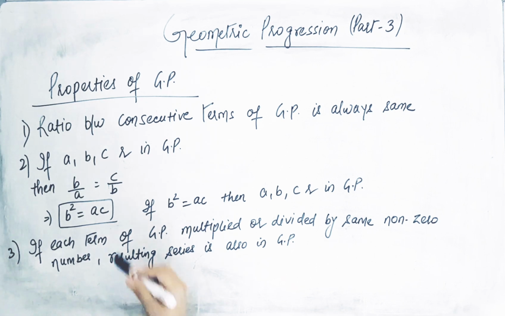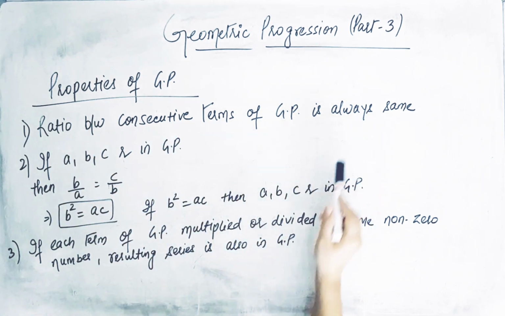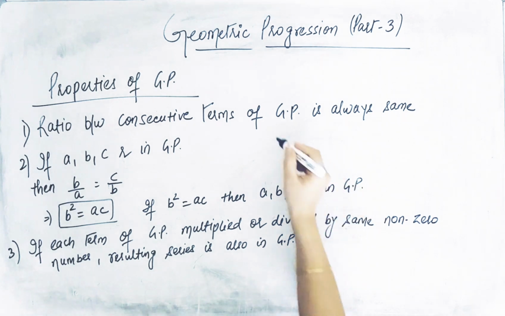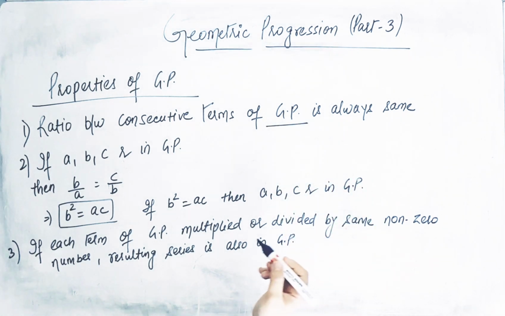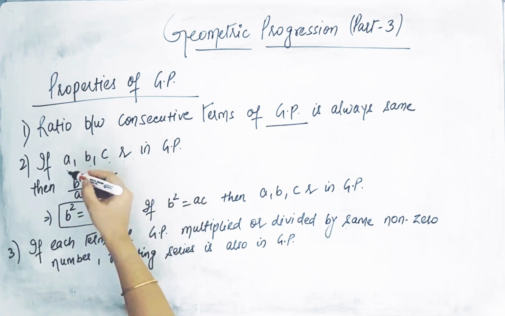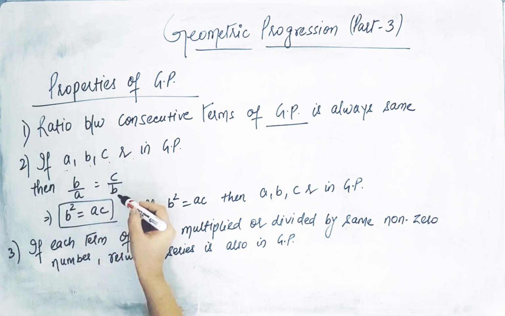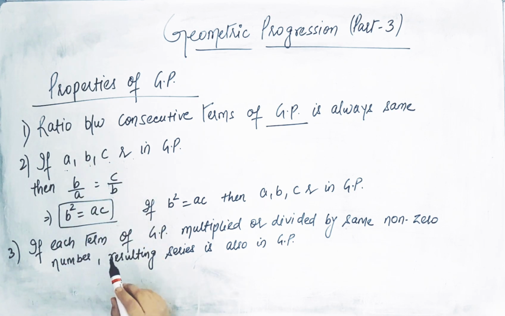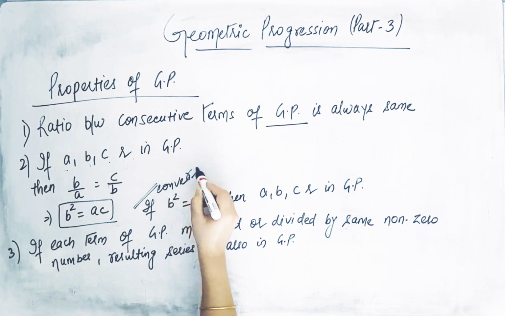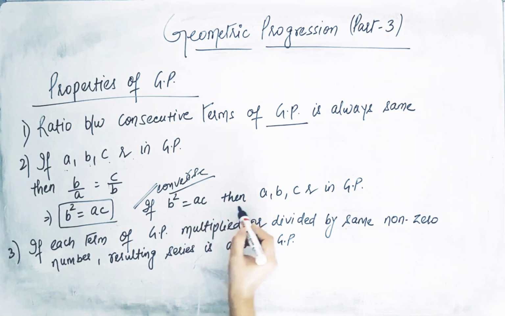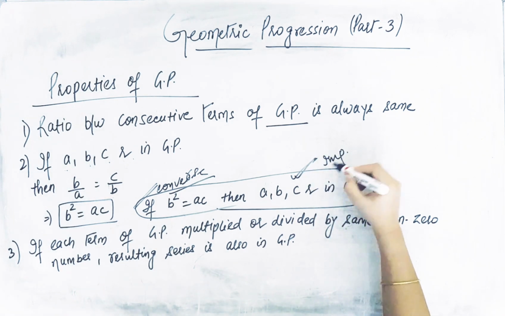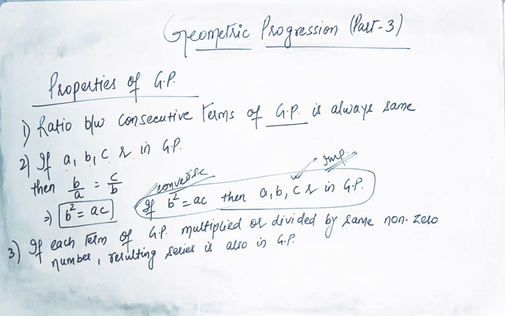Properties of GP: the ratio between consecutive terms of GP is always same. If the series is in GP, that means their ratio will be same. Second property, if A, B, C are in GP, then we can write B by A is equal to C by B, thus B square is equal to AC. Now its converse also we can write that if B square is equal to AC, then A, B, C are in GP. This is a very important property and this property is used in questions.